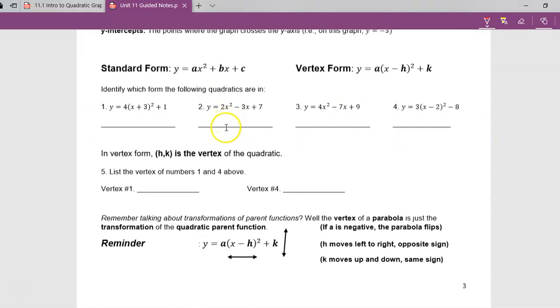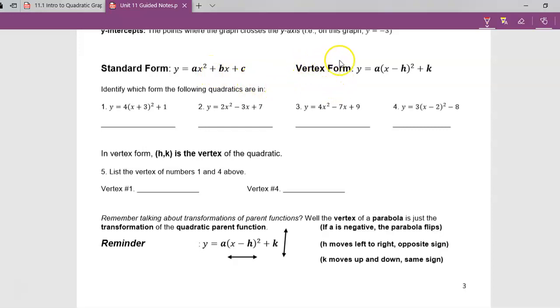Now, we have learned and looked at quadratics in some different forms. One form is called standard form. Standard form looks like y equals ax squared plus bx plus c. So we used this a lot last unit. We wanted our functions to be in standard form a lot, especially if we were going to factor them, or if we were going to use a quadratic formula.